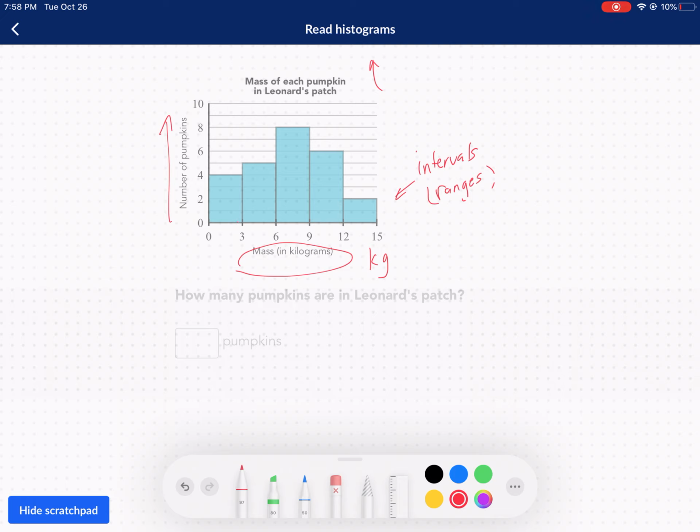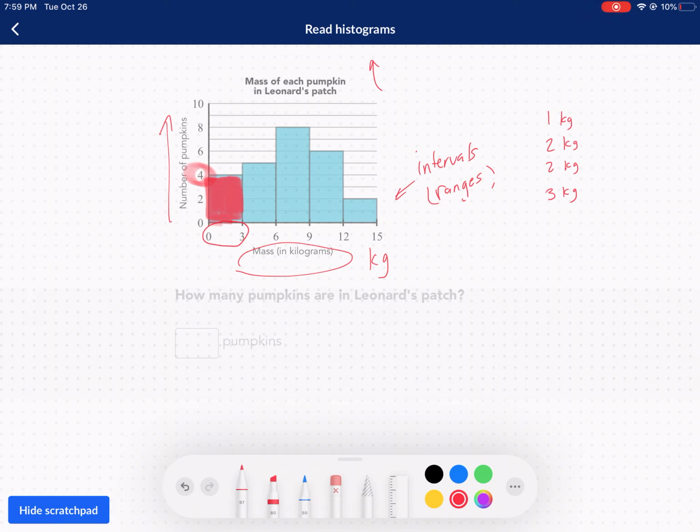For example, here we have 0 to 3 kilograms represented. Here we have 3 to 6. So let me back up a second. All the numbers right here would be represented in the 0 to 3 kilograms. How many are there? There are 4 because this bar goes up to 4. We're not sure exactly what that data looks like. There could be a 1 kilogram pumpkin, maybe two 2 kilogram pumpkins, and then a 3 kilogram pumpkin. It could be up to 3, so that would be between 0 and 3.